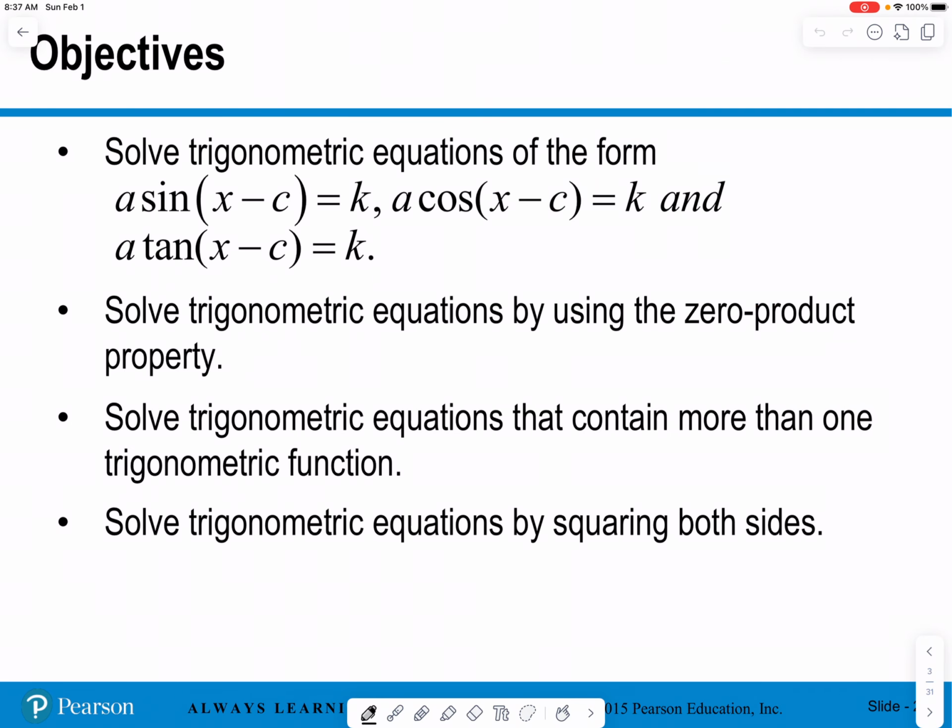A few objectives: solve trigonometric equations of the form a sin x minus c equals k, a cos x minus c equals k, and a tan x minus c equals k. Then solve trigonometric equations by using the zero product property. Solve trigonometric equations that contain more than one trigonometric function. And then solve trigonometric equations by squaring both sides.